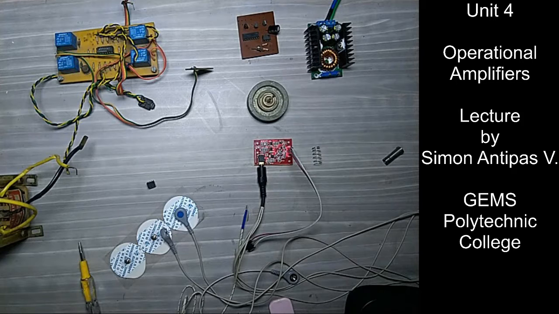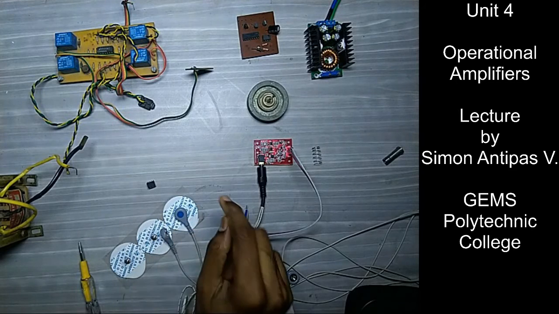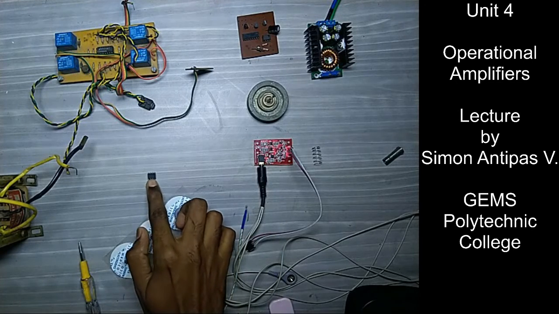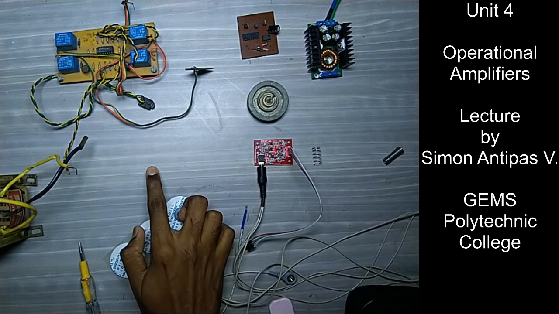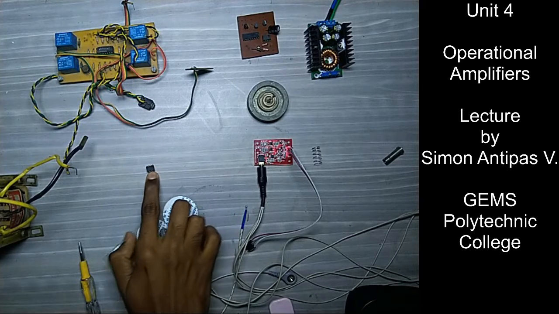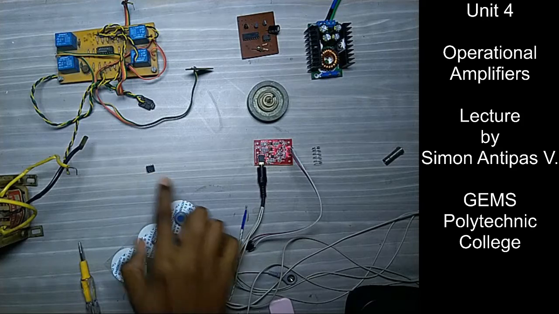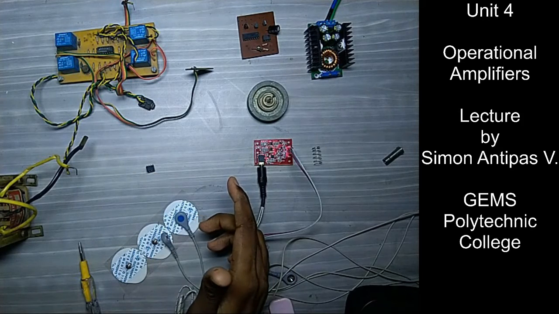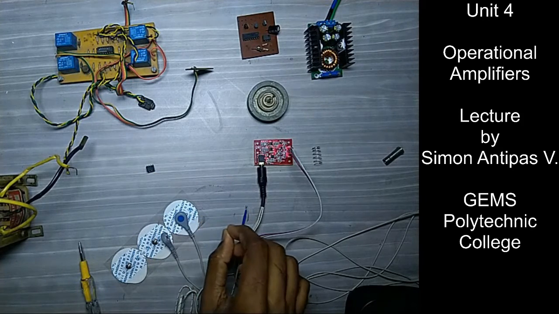Hello class, welcome back. In this session, we're going to talk about operation amplifiers. What is an operation amplifier? If you look at the basic operation amplifier in a chip, it would look like the 741 IC. Where is it used? It's used to measure voltages.